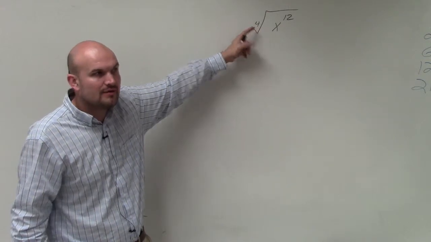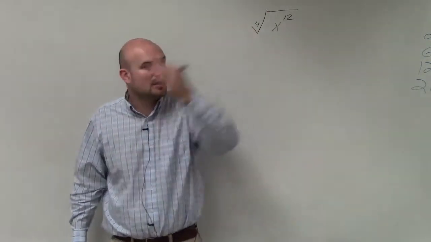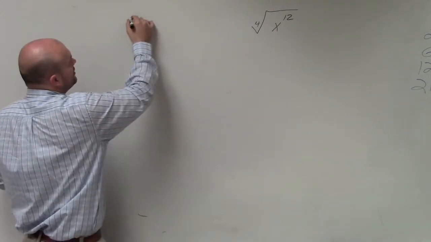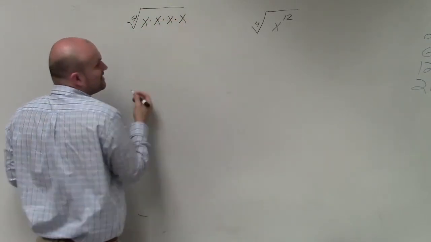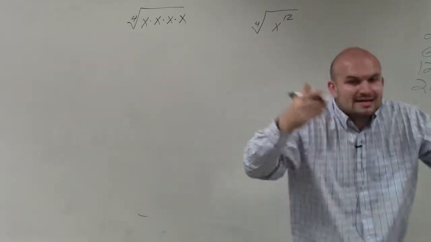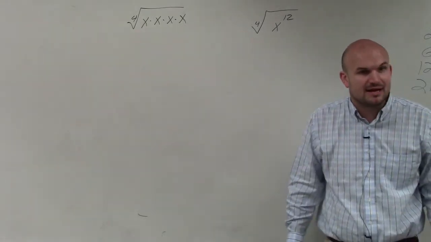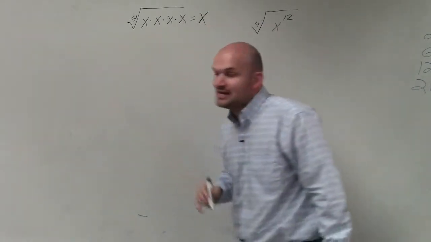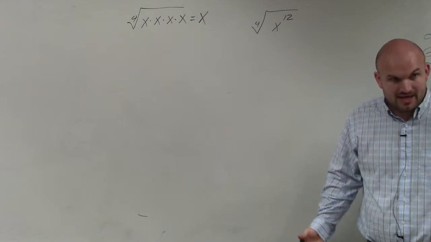In groups of 8. Okay, so whatever your index is, that's how many of them you want to group together. What you guys need to understand is, remember what we said, these are inverse operations, right? The fourth root says what number multiplied by itself 4 times. So what is being multiplied by itself 4 times in that radicand? X. So the fourth root of x times x times x times x is just x. Does that make sense? Yes?